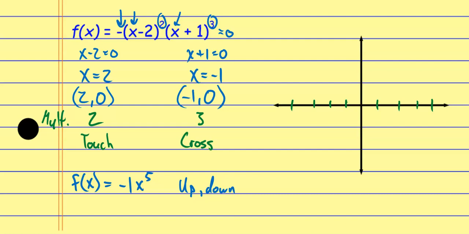So here I've got 2, 0. I've got -1. I know that the left-hand side, this thing is supposed to open up. So that's this way. And so as I approach the -1, I already know I'm supposed to cross the axis here. And then as I approach the 2, I'm only supposed to touch at that point. So I get a graph that looks like this.